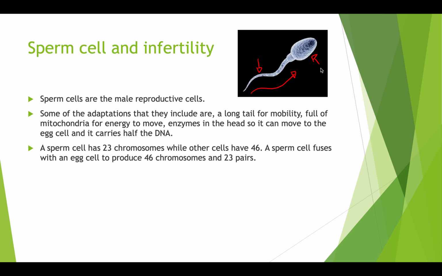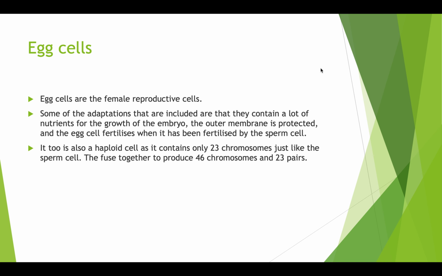So moving on to the egg cell. So egg cells are the female reproductive cells. Some of the adaptations they have include a lot of nutrients for the growth of the embryo. The outer membrane is protected, and this is because the sperm cell has to fuse with it, and the egg cell fertilizes when it has been fertilized by the sperm cell. So the egg cell is a haploid cell as well because it only contains 23 chromosomes, and they produce 46, which is 23 pairs.